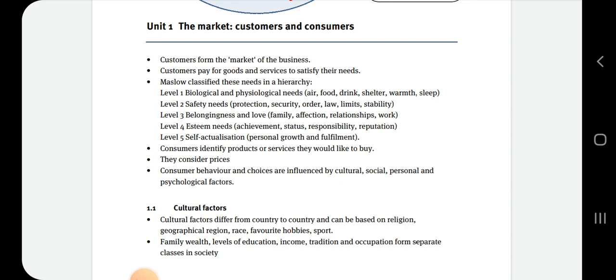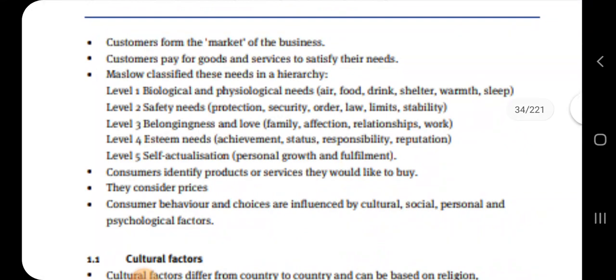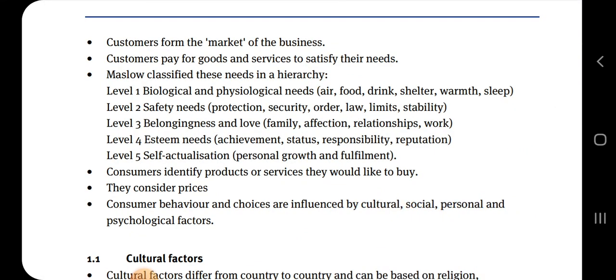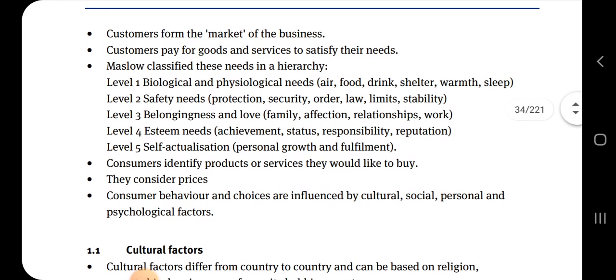Maslow classified needs into a hierarchy. We have level 1, level 2, level 3, level 4 and level 5 needs. Level 1 is biological and physiological needs. Level 2 is safety needs. Level 3 is belongingness and love. Level 4 is esteem needs. And level 5 is self-actualization. Consumers identify products or services they would like to buy, and they consider prices. For every product, there is a price that a consumer is willing to pay for that product.